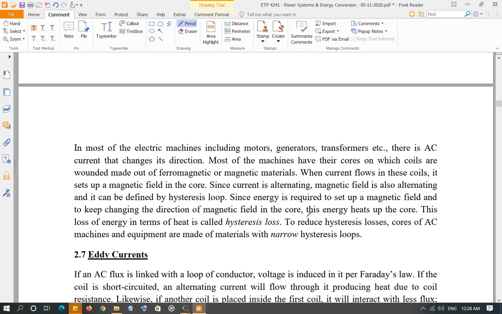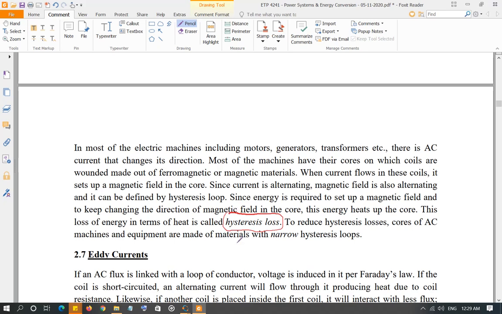Or when we are supplying this energy, or if this energy is supplied by itself, many times we don't intend to supply this, but since you have iron cores in motors, generators, transformers, and most of the time you have AC current, in those iron cores you have induced voltage. Those induced voltages run current, as we're going to study, and due to that current, hysteresis happens. So due to this, we have a loss called hysteresis loss.